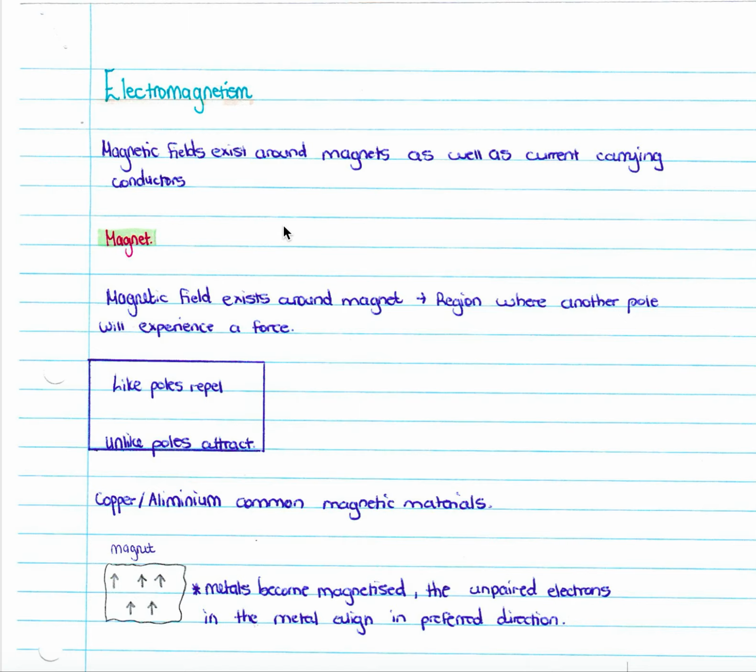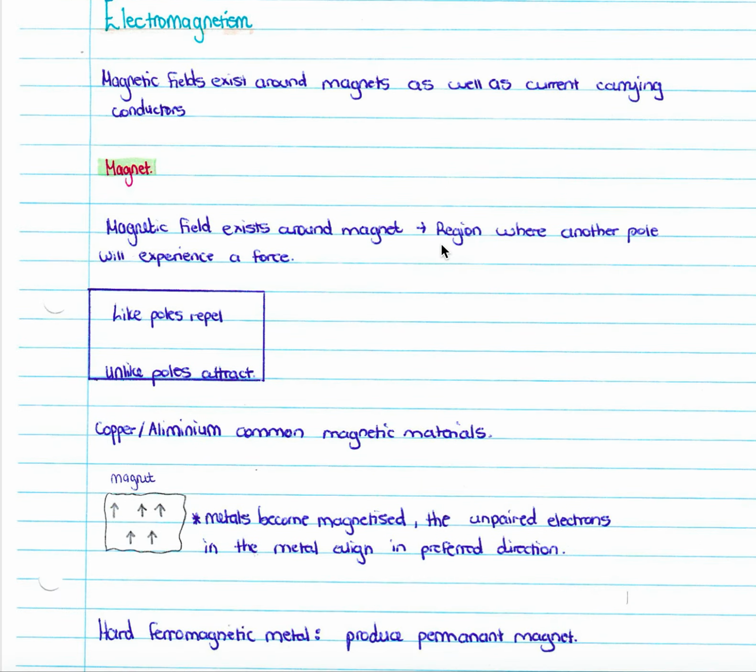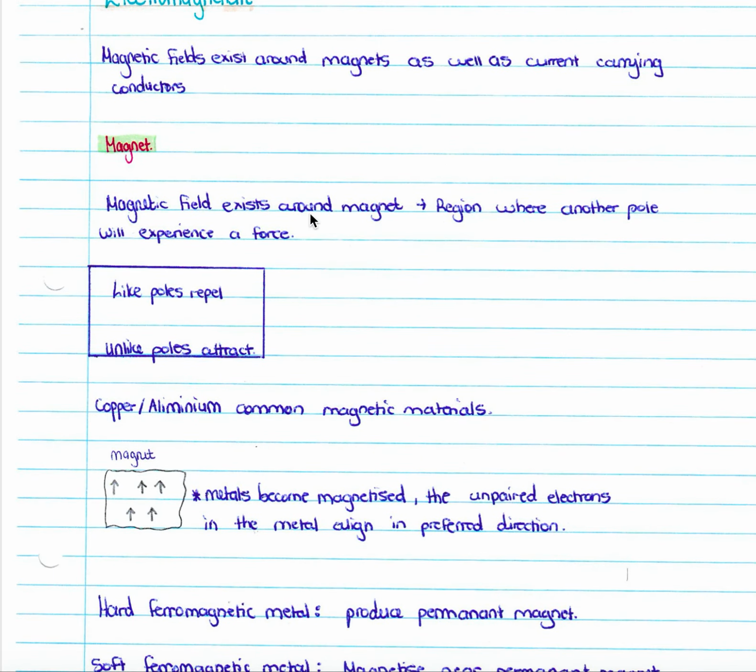We will look at the electromagnetism section of the physics syllabus. A magnetic field exists around magnets as well as a current carrying conductor. When we look at magnets, a magnetic field exists around a magnet. It's a region where another pole will experience a force.